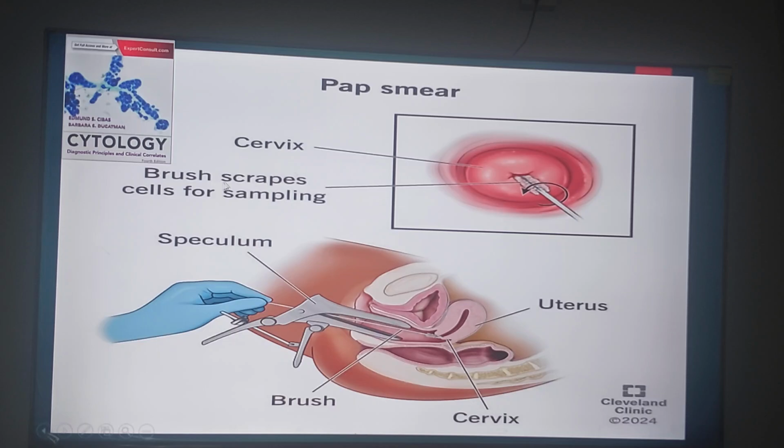This is the cervix, where we scrape cells with a brush for sampling. This is the uterus, vagina. We enter the speculum and dilate the vagina. At that time we also enter the brush. We scrape the transitional zone. The transitional zone is scraped and smeared to make the pap smear. Then we check the smear by microscope and see different cells.